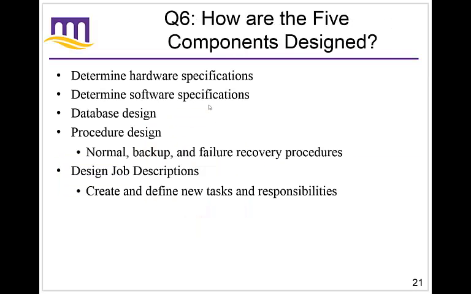Going on here. Question 6. How are the 5 components designed? So remember the 5 components: hardware, software, data, procedures, users. Well, at this point, the component design comes from the requirements, right? So, for example, do we have enough hardware to do what we need to do? And sometimes you do, sometimes you don't.